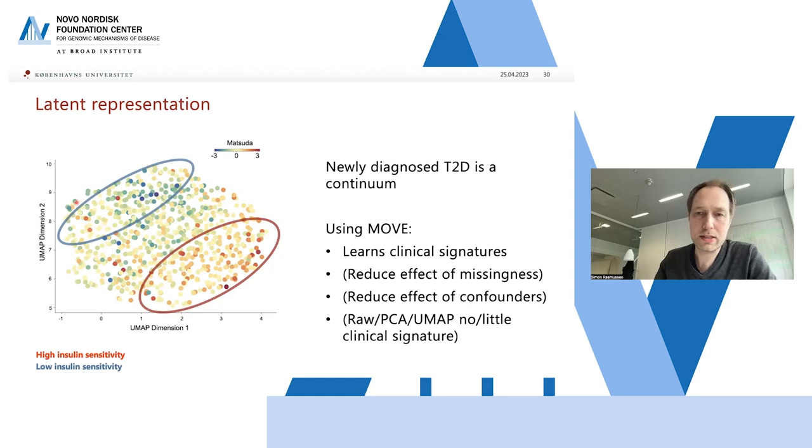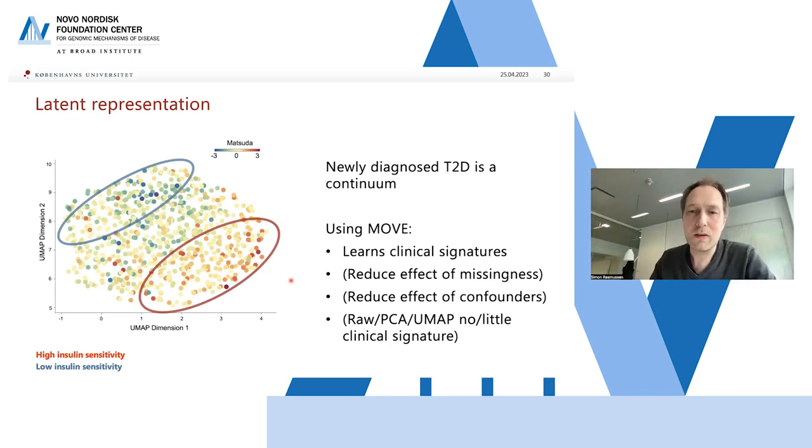Here each dot is a patient or a person. We see that it's one big blob, more like a continuum, not separate clusters. We also color the individuals according to insulin sensitivity. The model seems to learn a signature: individuals up here have in general lower insulin sensitivity, and the ones down here have higher. This is really cool because it shows the model is learning something about the clinical aspects of these patients.